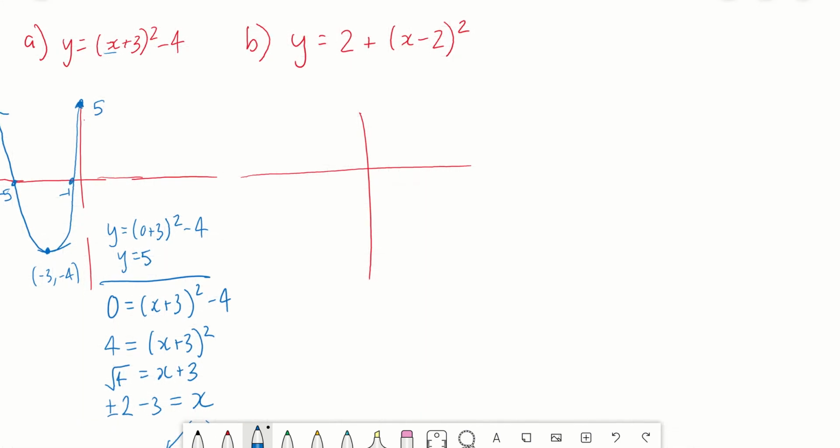All right, and the last one, we're shifted over in the +2 direction, and then up 2, which tells me my vertex is going to be at (2,2). It's going to have no x-intercepts, but it will have a y-intercept eventually, up here somewhere. So I could find my y-intercept by making x 0, which gives me 6. So my y-intercept is at 6.